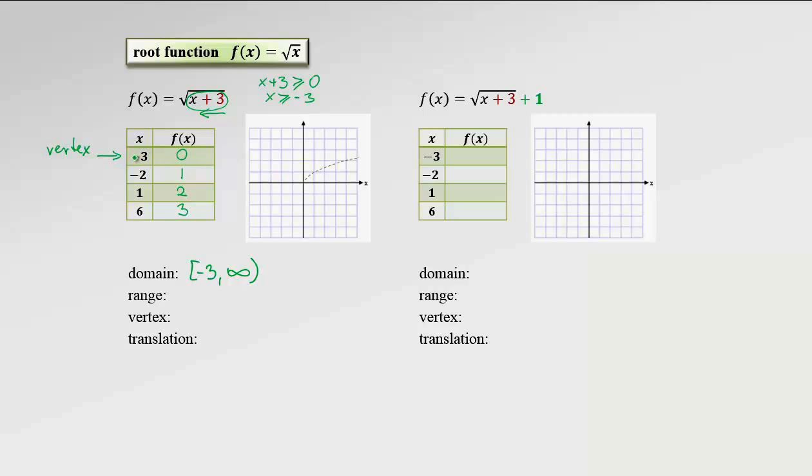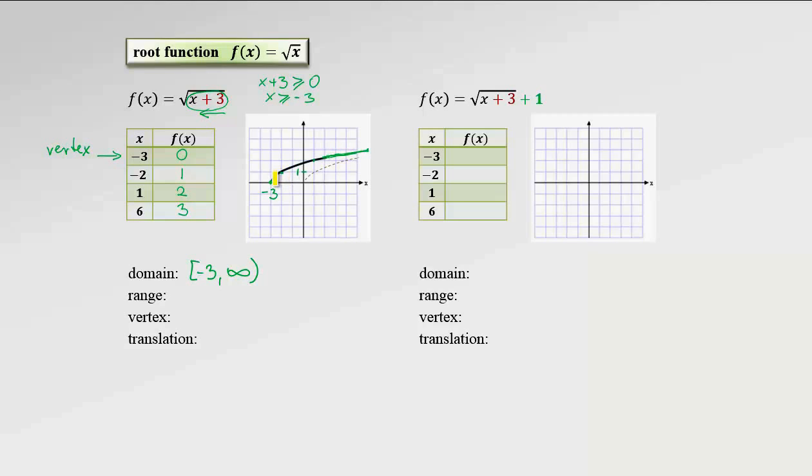And my points confirm it. The vertex is at -3, 0. -3, 0 is here. Next point, -2, 1. And next 1, 2. And finally 6, 3. So somewhere here. Let's connect those points. Here's the shape. Obviously we can extend it farther. It will go somehow like this.